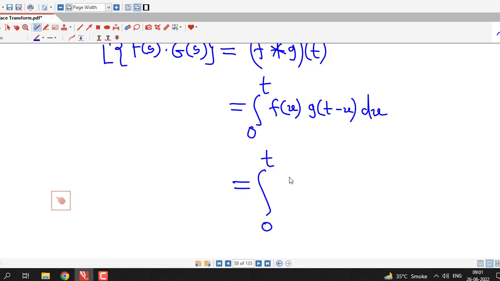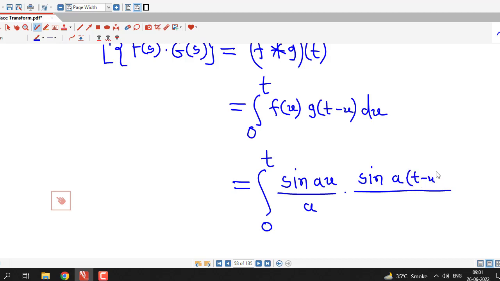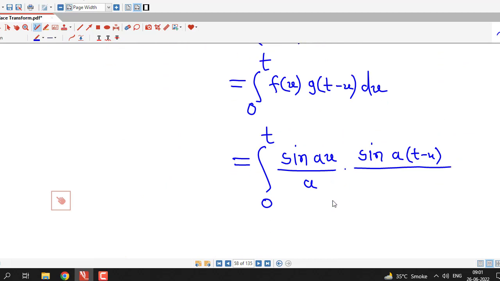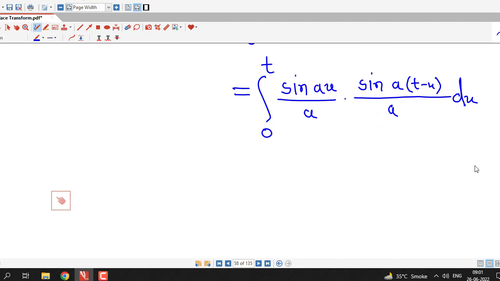First we write f of u, it is sin(a into u) divided by a, and g of t is also sin at by a. We are interested in g of (t minus u), so here we replace t by (t minus u), and we have sin of a into (t minus u) divided by a. The integral is with respect to u.